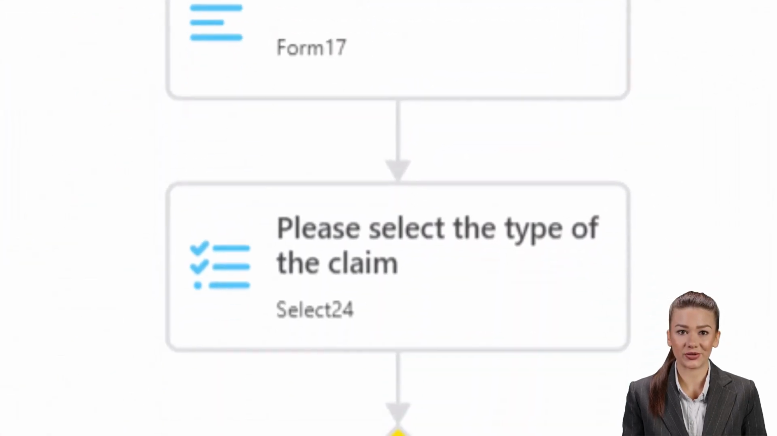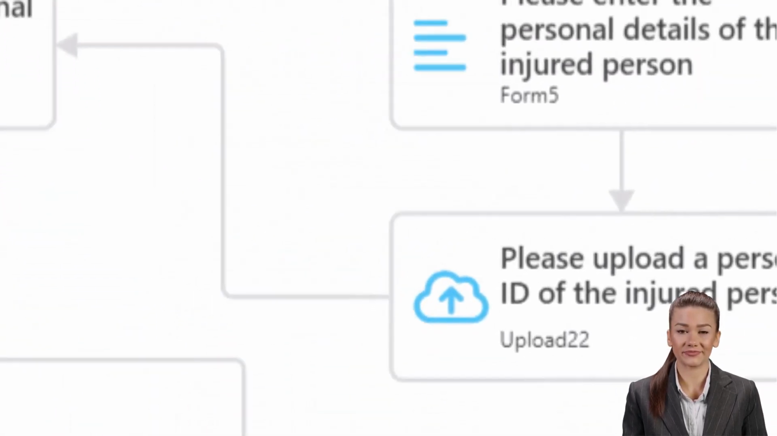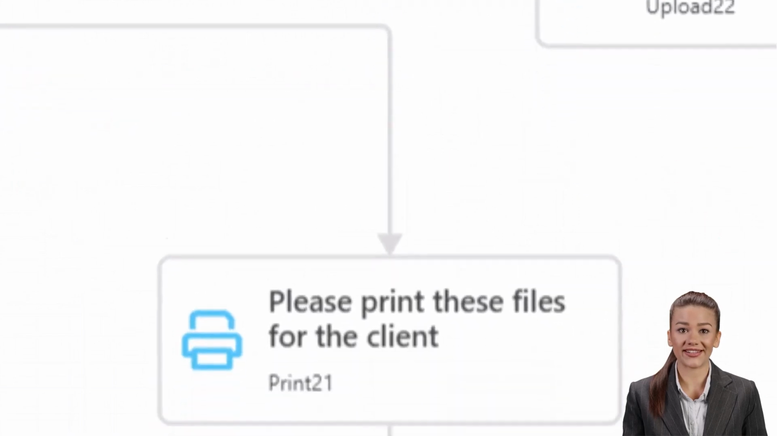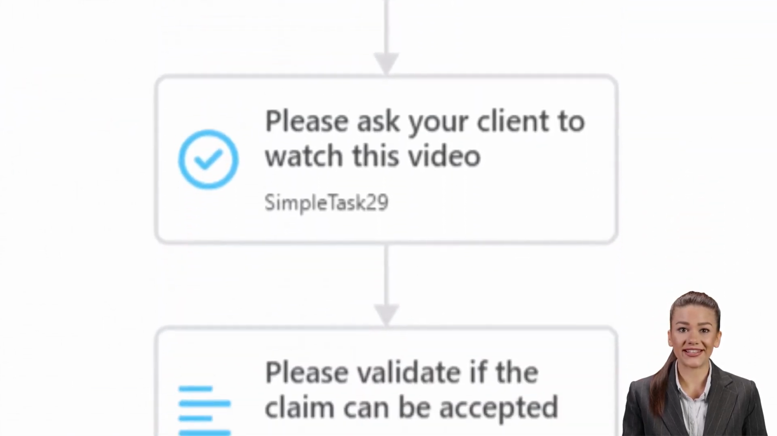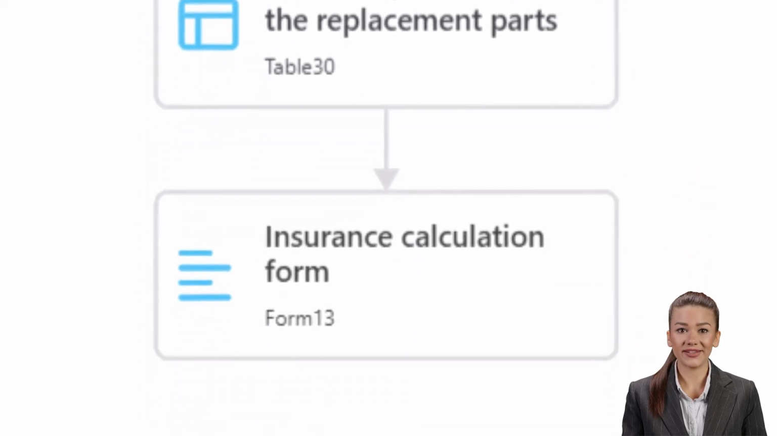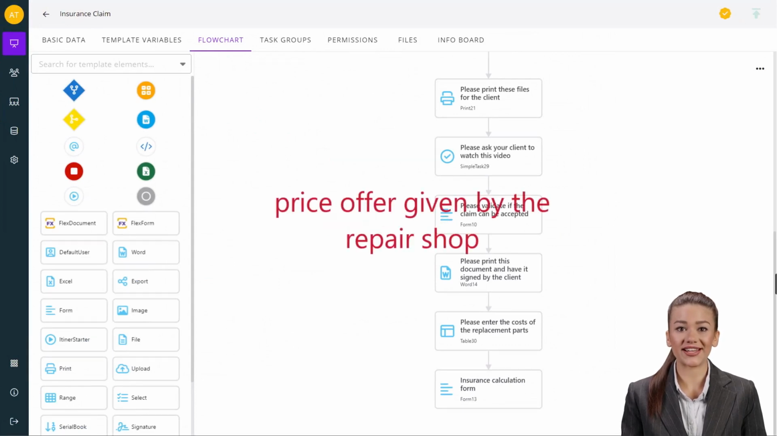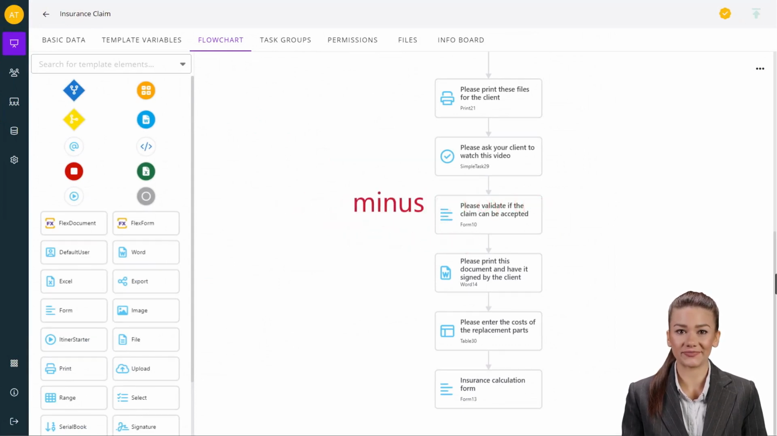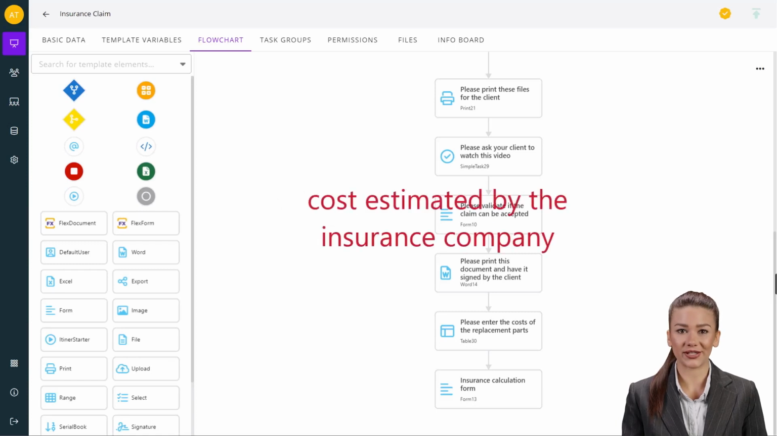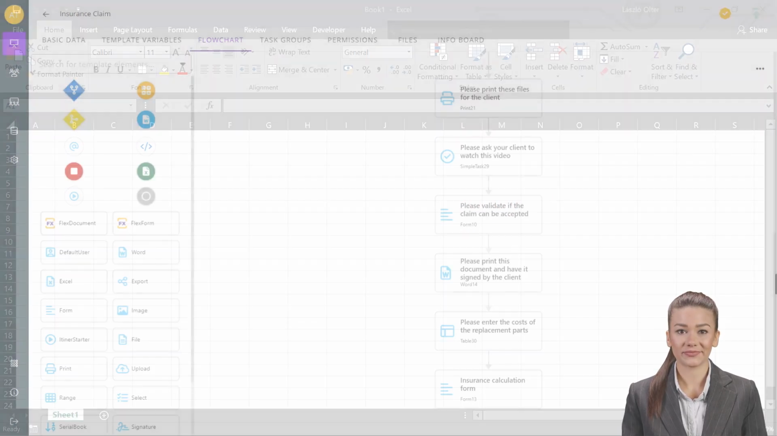Let's suppose we want to create an insurance claim template with numerous steps and decisions. I pick one calculation, a simple step to demonstrate how to set calculation parameters with Excel. The task is to calculate the so-called deductible, the difference between the price offer given by the repair shop and the cost estimated by the insurance company. It must be paid by the policyholder. We already have the repair shop proposal and the estimated cost as variables.